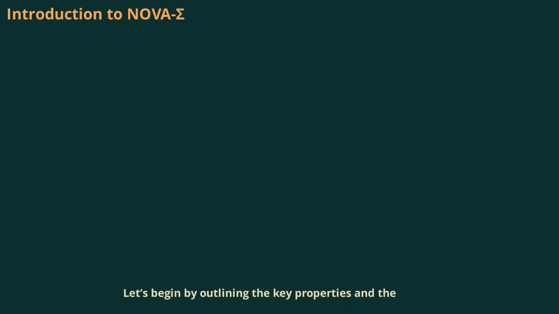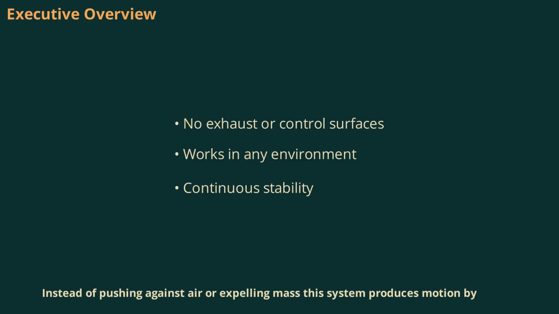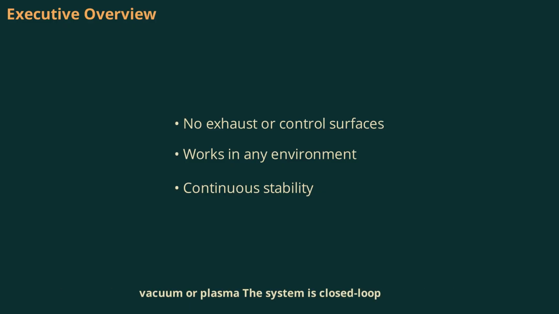Let's begin by outlining the key properties and the unique approach that sets NOVA-Σ apart from anything before it. NOVA-Σ field propulsion is a clean-sheet, post-reaction mass mobility architecture. Instead of pushing against air or expelling mass, this system produces motion by manipulating field gradients and modulating inertia. The result is a propulsion method that works in any environment: air, water, vacuum, or plasma. The system is closed-loop, meaning it manages its own field momentum internally, and it achieves continuous stability through tensor continuity. This overview introduces the core idea: motion as an emergent property of field geometry, not mechanical force.